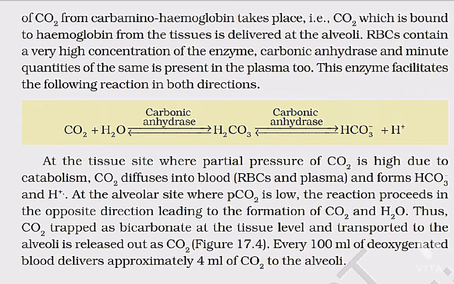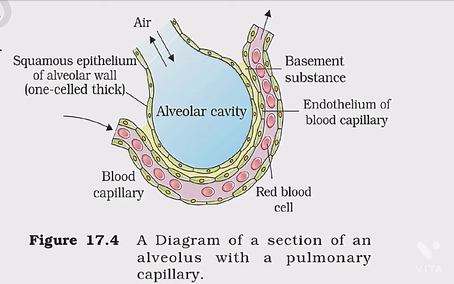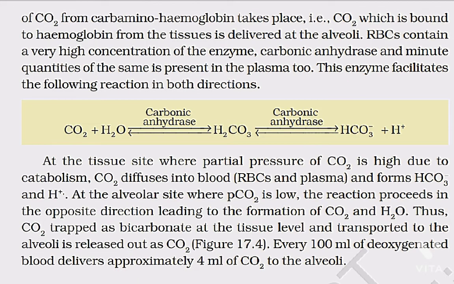At the alveolar site, where partial pressure of carbon dioxide is low, the reaction proceeds in the opposite direction, leading to the formation of CO2 and H2O. Thus, CO2 trapped as bicarbonate at the tissue level and transported to the alveoli is released out as CO2. Figure 17.4. Every 100 ml of deoxygenated blood delivers approximately 4 ml of CO2 to the alveoli.